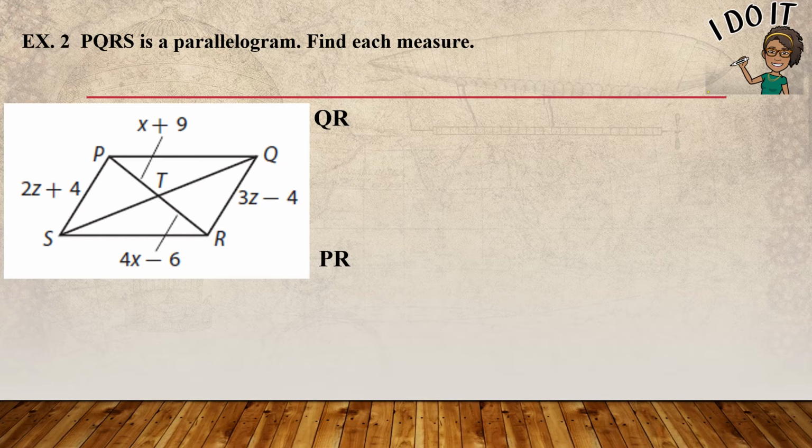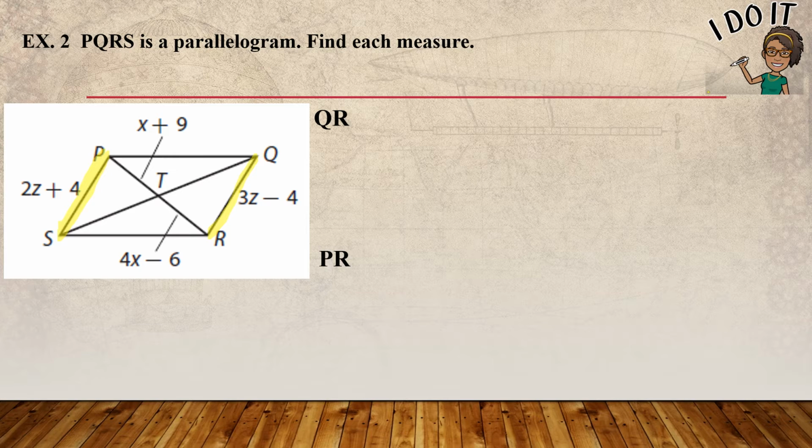All right, so let's look at example number 2. Example number 2 says that we have PQRS as a parallelogram and we need to find each measure. So the first one that we're trying to find is QR. So QR is located here. And I see that QR is a side. And I also see that QR is 3z minus 4. So if I'm trying to find QR and it's a side, I'm going to look for another side here that has the same variable, which is PS, which is 2z plus 4.